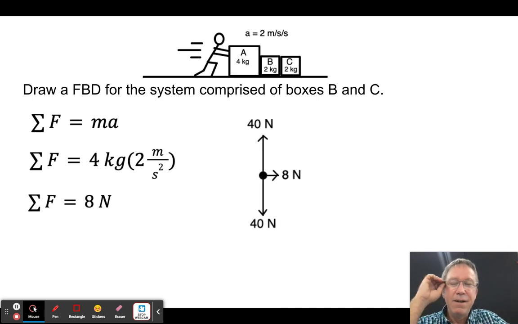Now I want to do a free body diagram for a system that's only comprised of boxes B and C. B and C, I have 2 and 2, that's 4 kilograms. That's 40 newtons of gravitational mg, and 40 newtons of normal force from the floor. Once again, they balance out. They won't always. We'll get to that. Now, I want to use F equals ma to figure out what the force is on this. The whole system is accelerating at 2. So 4 kilograms times 2 means 8 newtons of force is being exerted on it right here. Now, that's being exerted by the normal force between box A and this box B.